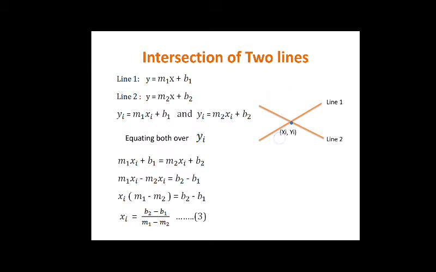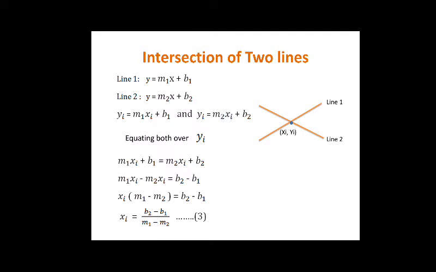Now what is the requirement? I have to find the yi. How can I find the yi? Now I know the value of the x coordinate, I know the slope, and I know the intercept. So I can put those values into our equation, y is equal to mx plus b. You can take either equation, because both give yi, so you can take any one of them.